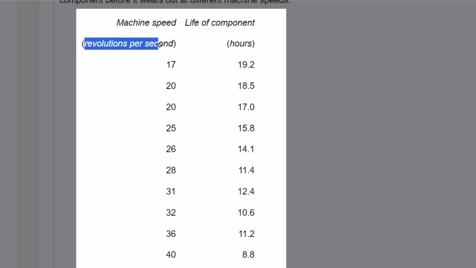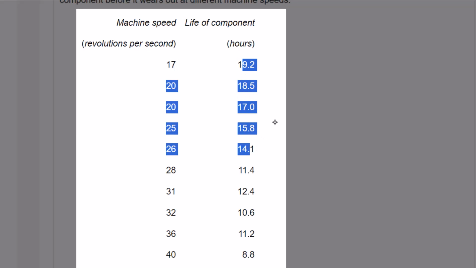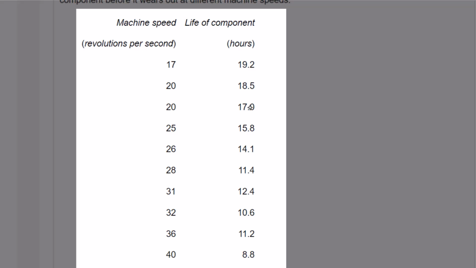Revolutions per second, the speed at which the machine rotates, the blade or the motor rotates. That's the independent variable. We choose the machine revolution speed. Then we have the life of the component. But look at this, the faster the blade spins, the faster the component wears out. So we're observing negative correlation here.